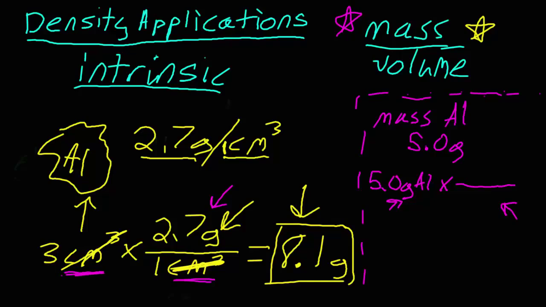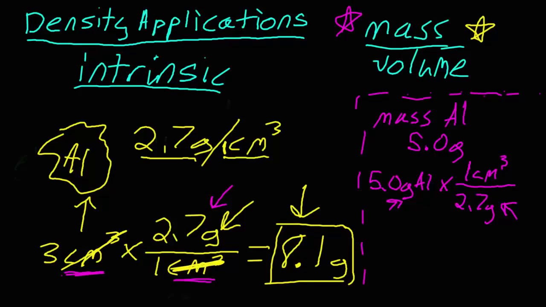So we need to change this ratio of 2.7 per 1 centimeter cubed just a tiny bit, and all we're really going to do is flip it upside down. Because it's a ratio, we can look at it from either end. 2.7 grams per every 1 centimeter cubed would be the same thing as 1 centimeter cubed per every 2.7 grams. So what we're going to do is flip that ratio upside down in our problem. We're going to put the 1 centimeter cubed on the top and the 2.7 grams on the bottom.